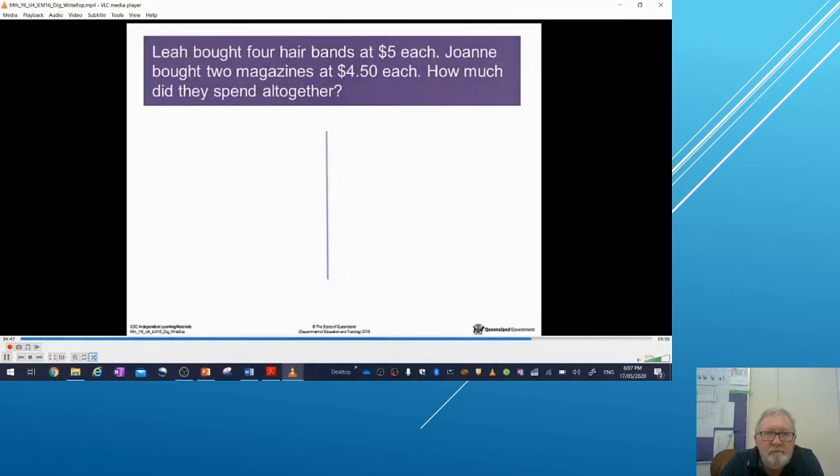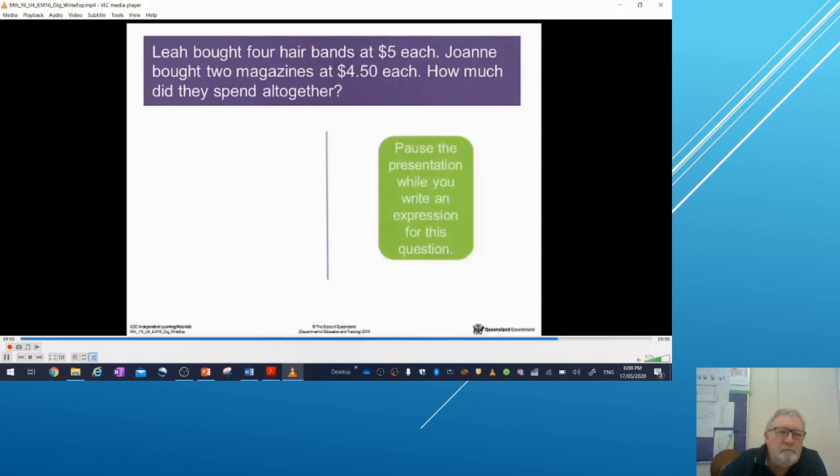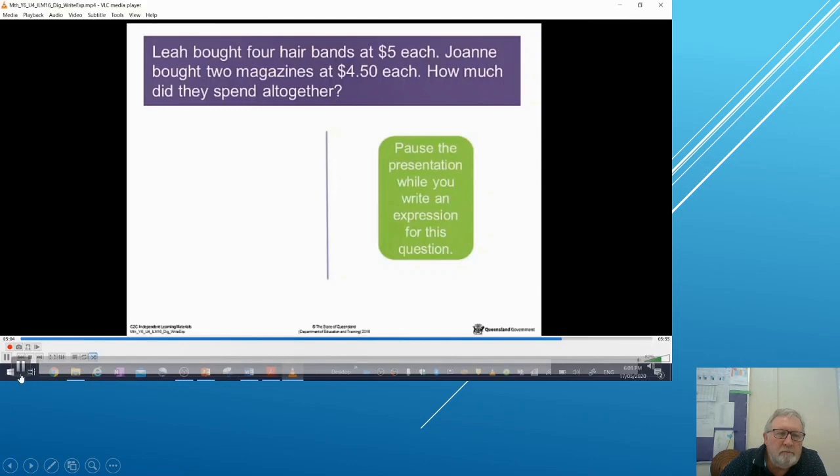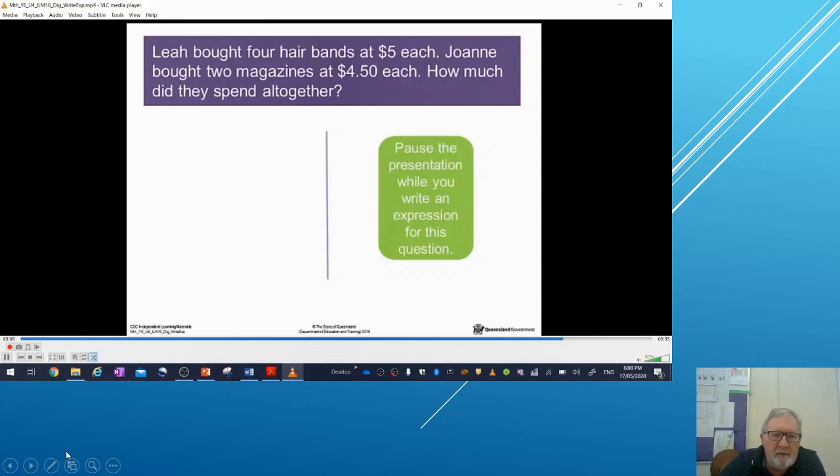Let's do one more question together. Leah bought 4 hairbands at $5 each. Joanne bought 2 magazines at $4.50 each. How much did they spend altogether? Pause the presentation while you write an expression for this question. Okay, so 4 lots of $5, 2 lots of $4.50, and then you need to add them because it says how much altogether. All right, have a go at writing that expression. Let's see how you went.